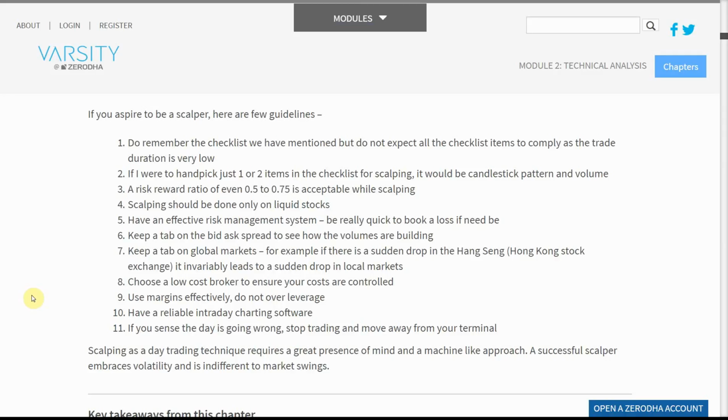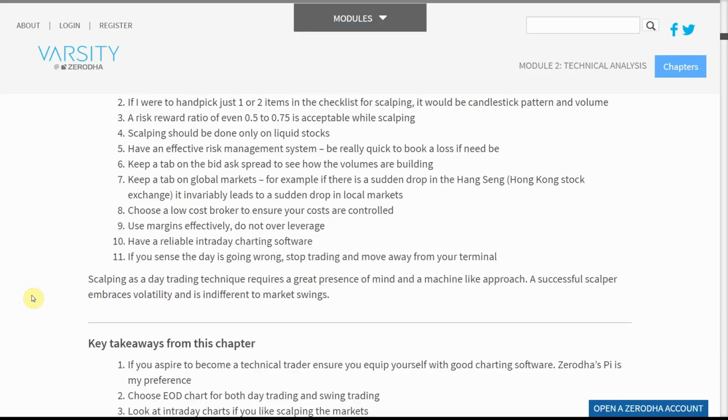Scalping should be done only on liquid stocks. Have an effective risk management system. Be really quick to book a loss if need be. Keep a tab on the bid-ask spread to see how the volumes are building. Keep a tab on global markets. For example, if there is a sudden drop in the Hang Seng, Hong Kong Stock Exchange, it invariably leads to a sudden drop in local markets.